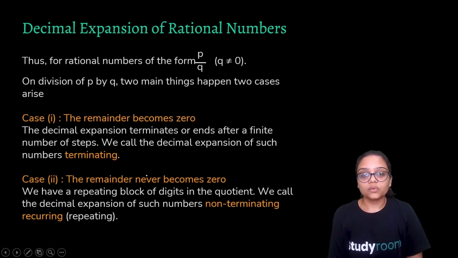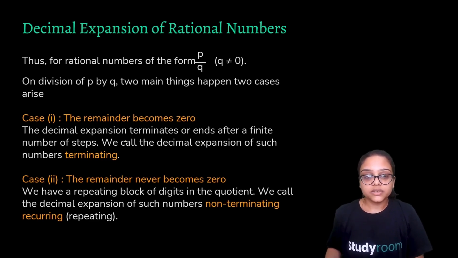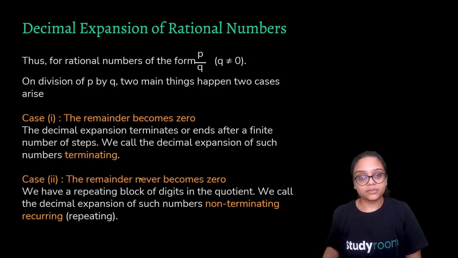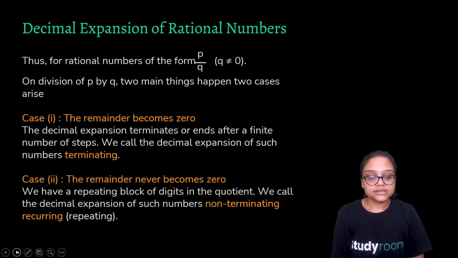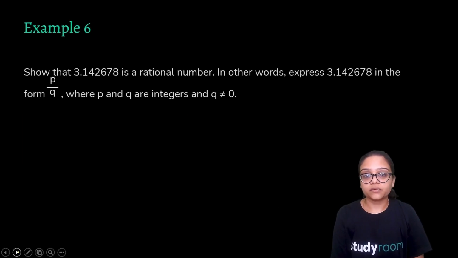So from that we draw two conclusions. The two cases are: remainder becomes 0 and remainder does not become 0. In the case when the remainder becomes 0, we call it terminating, like it's showing the end. But in the case when the remainder is not becoming 0 and we get a repeating block of digits in the quotient, then we state that it's a non-terminating recurring expansion. So these are the two types of expansion which you might want to learn.